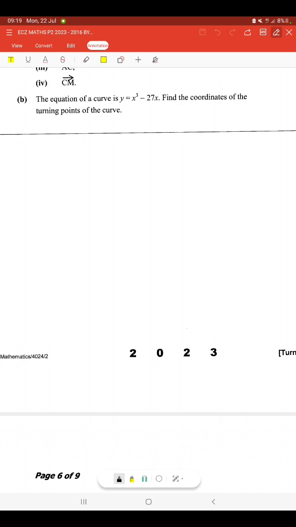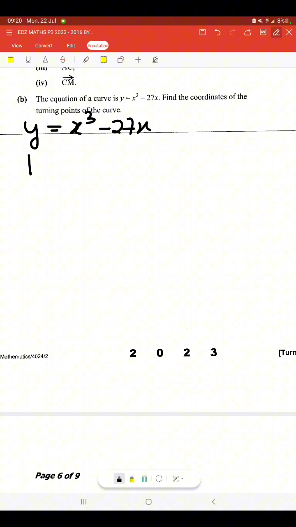Now what do we know about the turning point is that at the turning point the gradient is equal to 0, and we know that to find the gradient of a curve we have to differentiate it. So in other words, we are talking about dy/dx being equal to 0 at the turning point. So we're going to differentiate that function. Our function is y equals x to the power 3 minus 27x.